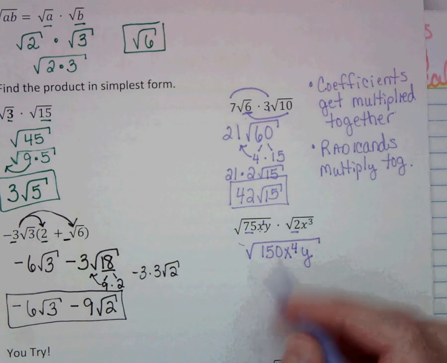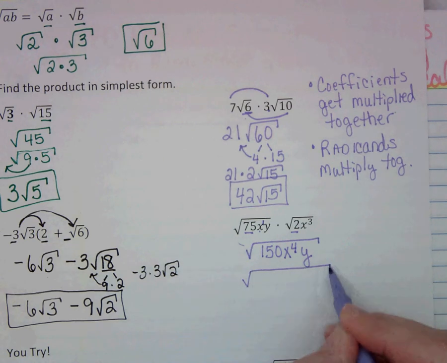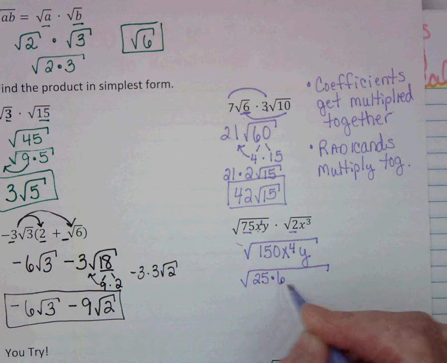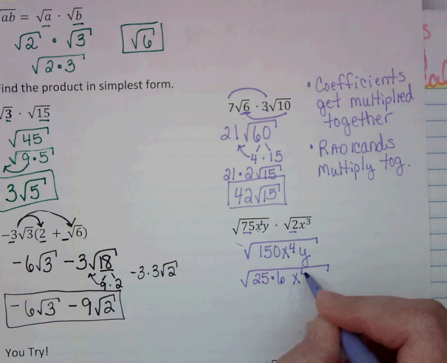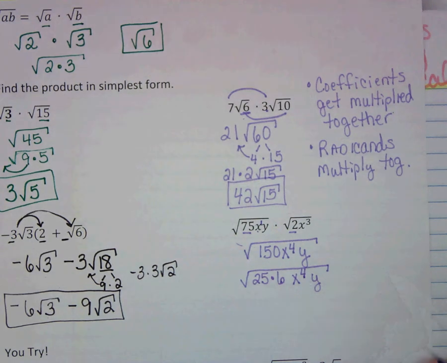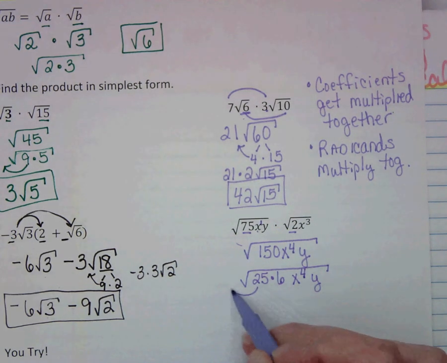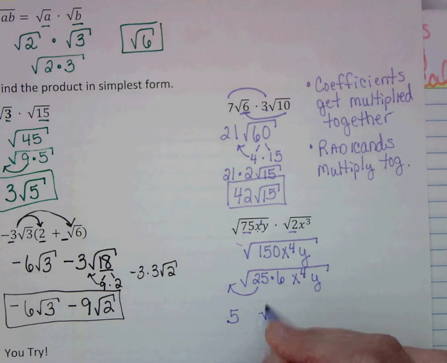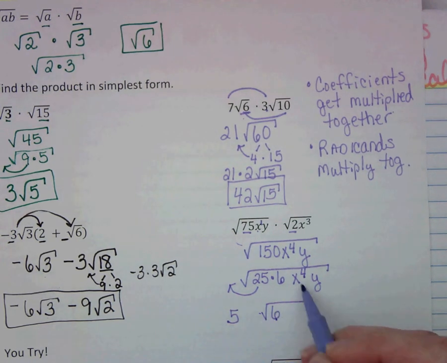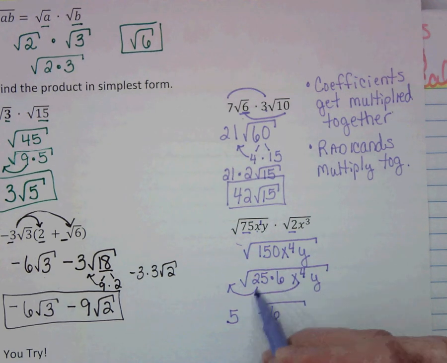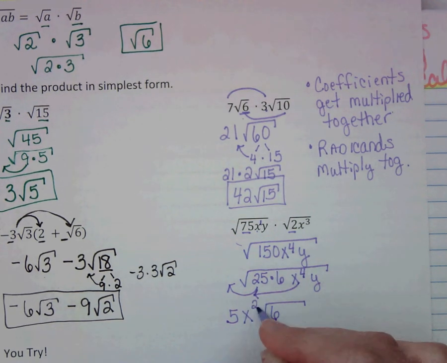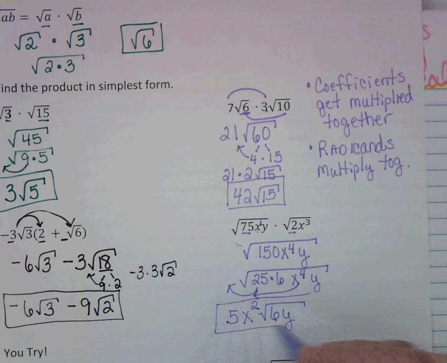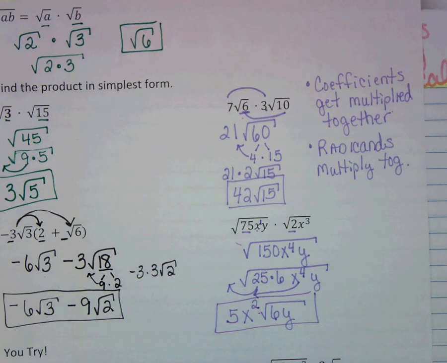Okay, so let's talk about how this breaks down. 150, 25 is going to go into that. That would be 25 times 6. X to the 4th is going to be a perfect square, and we have y. Okay, so the square root of 25 is 5. The 6 is going to stay where it is. The square root of x to the 4th is x squared. We have 2 pairs of x's, and then a y left over. Okay, so there we go.